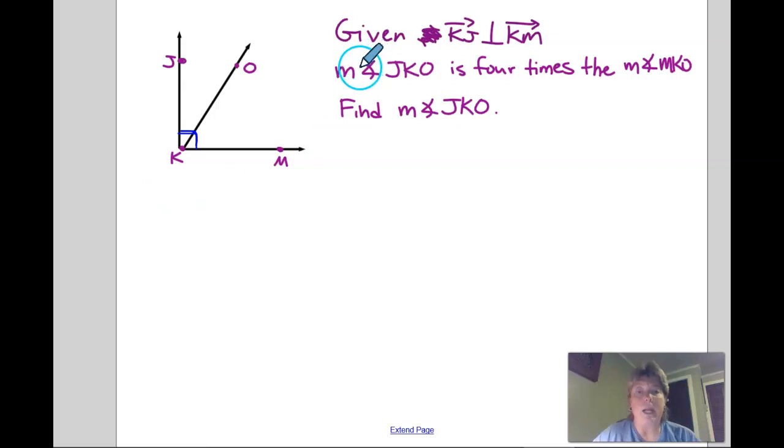So we also know that angle JKO, so this angle right here, remember the vertex is always the middle letter, is 4 times the measure of this angle right here. Remember that little m means the measure, so the measure of angle JKO is 4 times the measure of angle MKO. The question here is, what is the measure of angle JKO? Why don't you go ahead and give that a shot, and then we'll come back and see how you did.